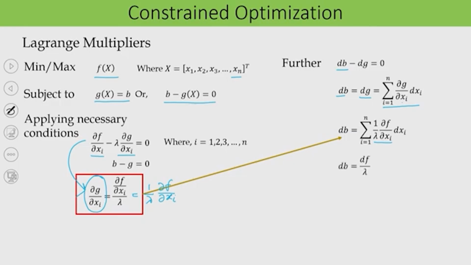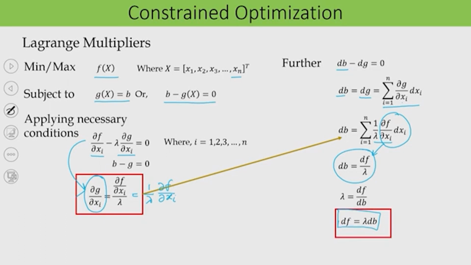Now, what is this term? This term is nothing but the total derivative of the objective function, so I can write this term as df. What we finally get is the equation telling us that db equals df by lambda, or I can also write that lambda equals df by db, or df equals lambda db.